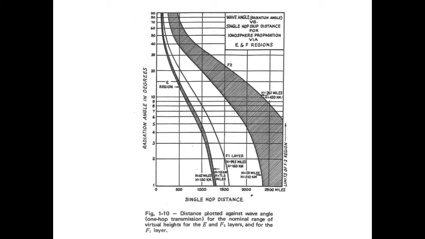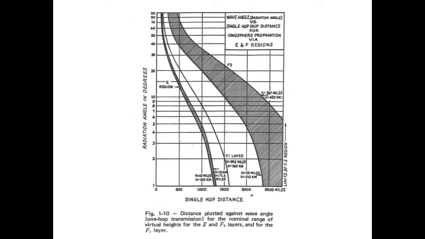Now, I don't mean to imply that when you hear fading, it is all because of your antenna's radiation angle and the variation of the height of the ionosphere. Fading is a very complicated subject. It's going to be caused by changes in density of the ionosphere as well as the height of the ionosphere. So there's a whole lot involved when you hear signals fading in and out.